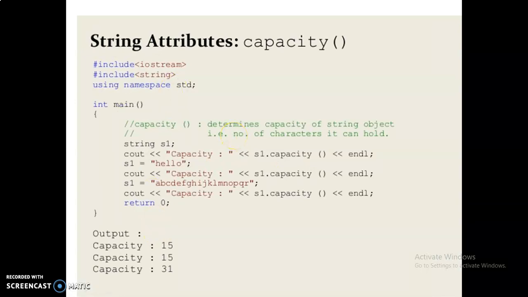And then the capacity. Capacity displays the number of characters the string can hold. So here for string S1, S1.capacity() first displays 15. And then S1 is equal to hello, and the capacity of S1 is again 15. Here S1 is assigned a larger number of letters, with the size already 15 plus this size added, and the total capacity of this string S1 is 31 here.